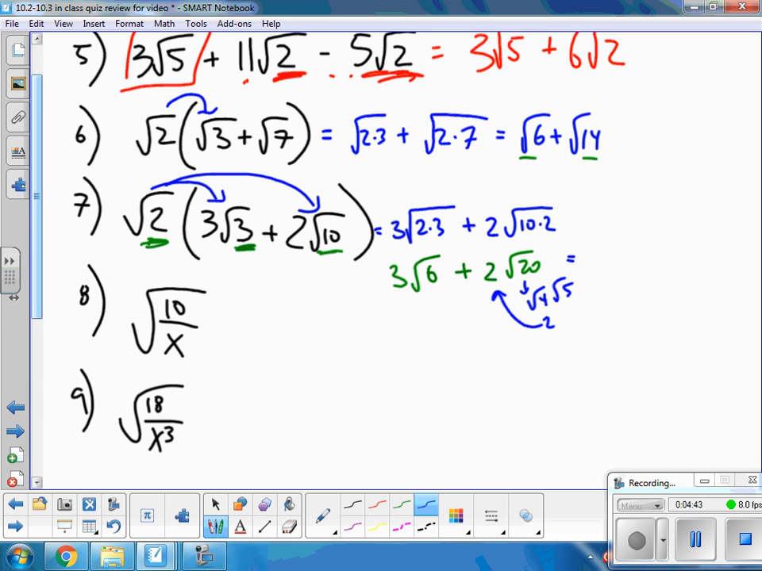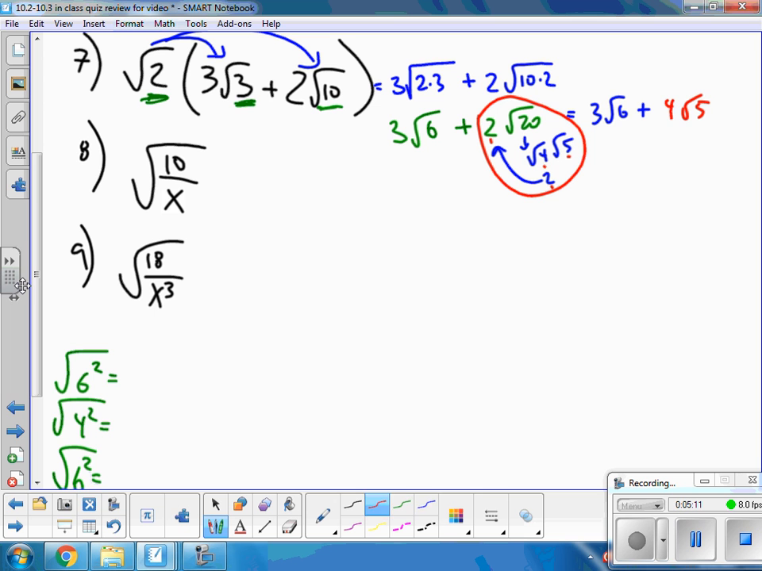So 3 times the square root of 6 for my first part, plus, I'm going to look at this second part, this whole bundle of what happened here. I took the 20 and turned it into these two. The square root of 4 is 2, so this is saying 2 times 2 times the square root of 5, which is 4 times the square root of 5. This is my final answer. I cannot simplify this anymore. I cannot combine those terms.